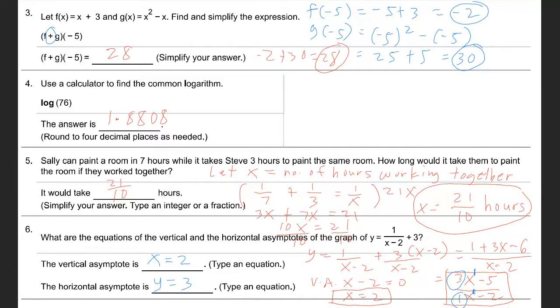So those are the answers. Again, problem number 6, the vertical asymptote is x is equal to 2. The horizontal asymptote is y is equal to 3. So those are the two asymptotes for this given equation.